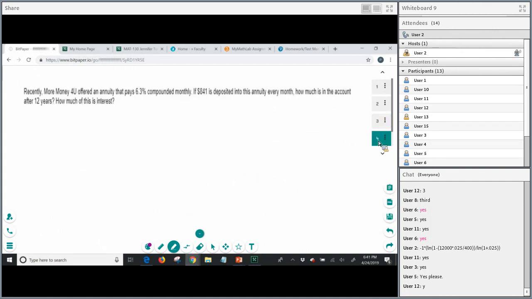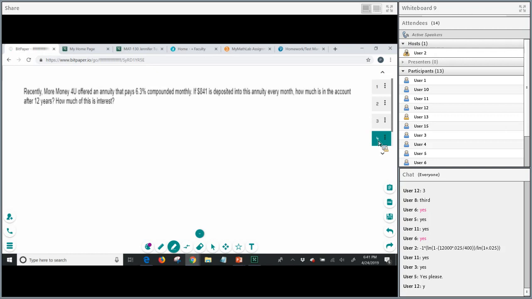So here's one. Hopefully you guys can read it. So it says, recently, More Money for You offered an annuity that pays 6.3% compounded monthly. If $841 is deposited into this annuity every month, how much is in the account after 12 years?